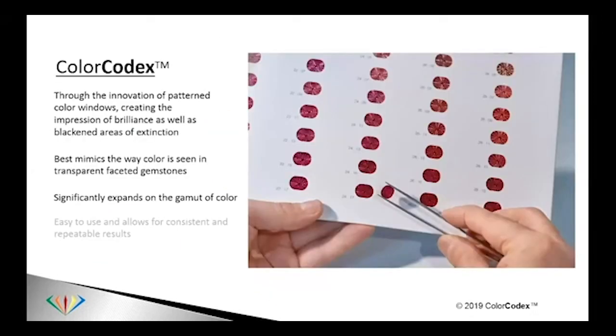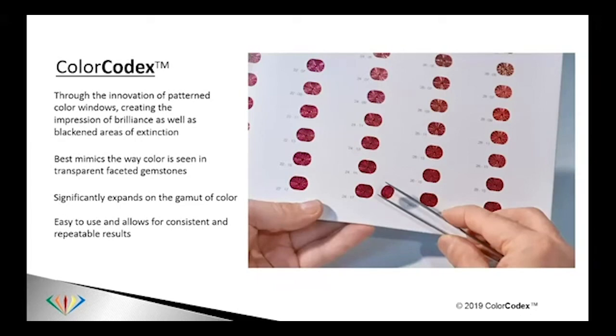So this was one of the things that I looked at with this ColorCodex system. And so one of the innovations that came out of this system is we have patterned color windows which create the impression of brilliancy as well as blackened areas of extinction. And as a result, it best mimics the way we see color in transparent faceted gemstones.